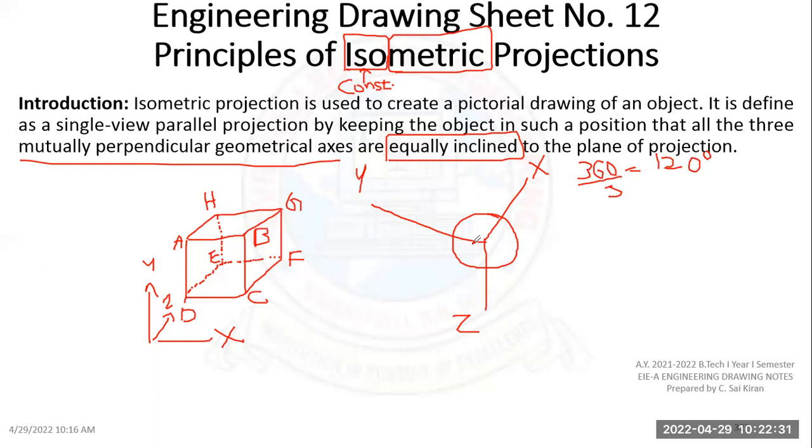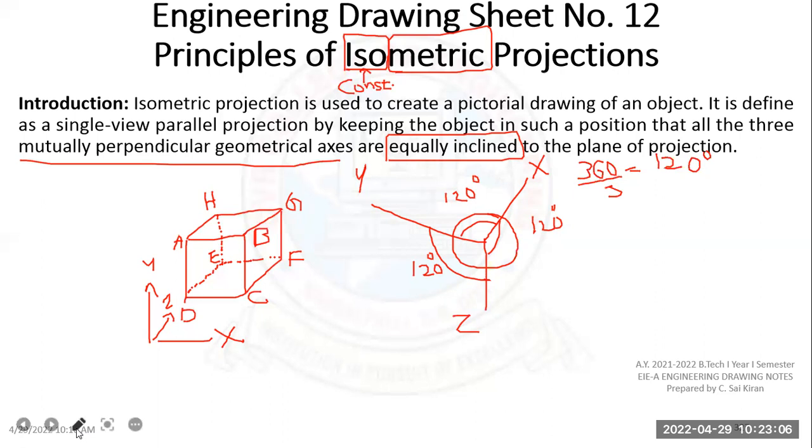Then this is called isometric because it is equally inclined; the angle between them is constant. The angle between x and z, between x and y, and between y and z is 120, equally divided. Then we can call this an isometric projection. So if I want to represent an isometric projection, I have to make sure that whatever angle I'm giving, it should be equal to 120 degrees.